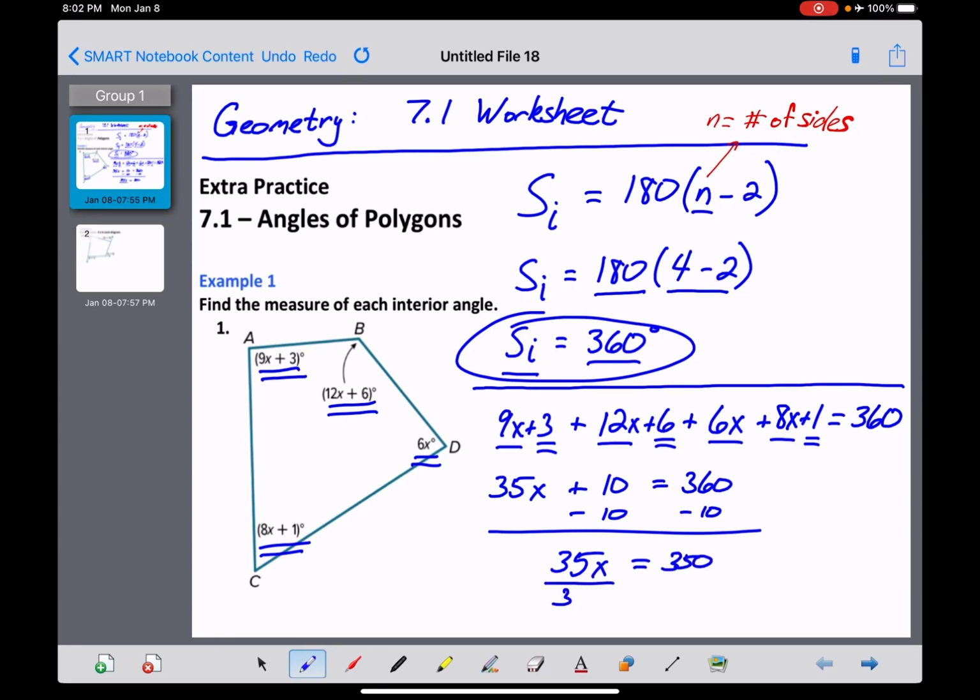And then we'll just divide both sides by 35. And that works out nicely. We're going to get x is equal to 10. Now, in a lot of problems, that's where you would stop. If the directions said solve for x, we'd be good to go.